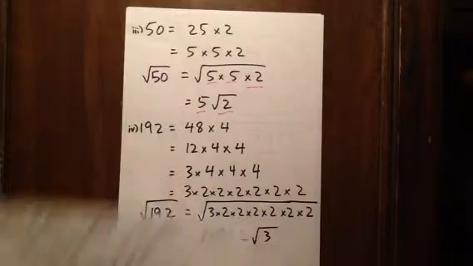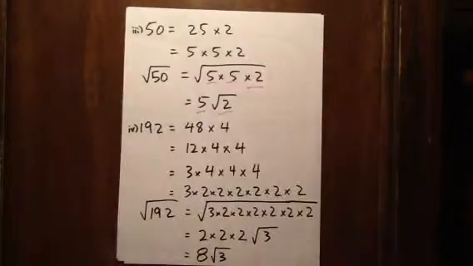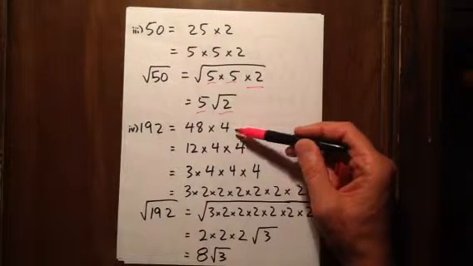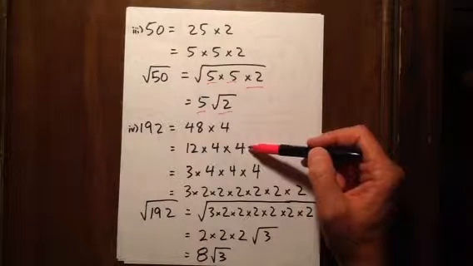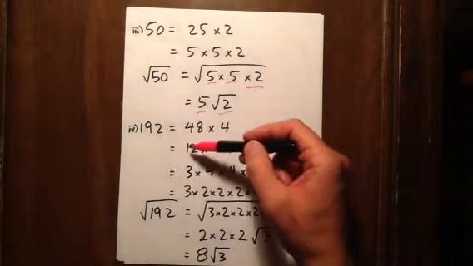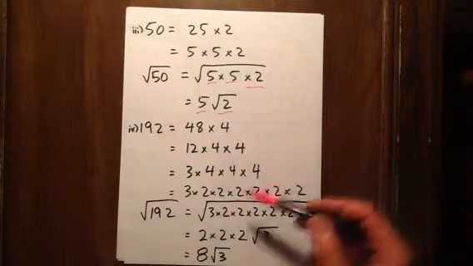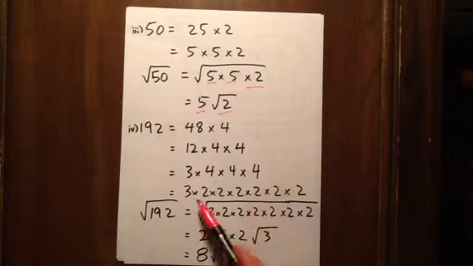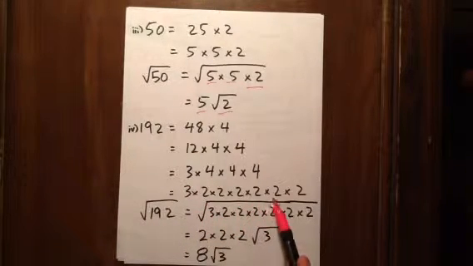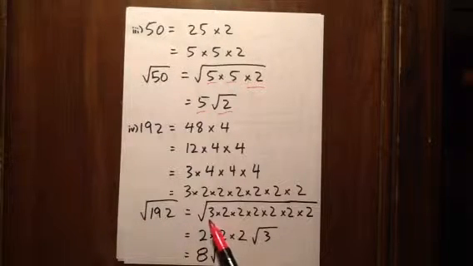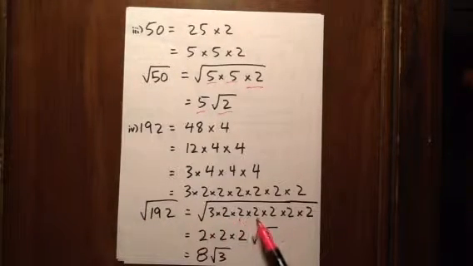And finally, we have to deal with the root of 192. We're going to do that by factoring 192 itself. 192 is 48 times 4, which is 12 times 4 times 4. Well, 12 is 3 times 4, so we've got 3 times 4 times 4 times 4. But we realize these 4's can all factor down. So what we've got is 3 times 2 times 2 times 2 times 2 times 2 times 2. So the square root of 192 is the square root of 3 times 2 times 2 times 2 times 2 times 2 times 2.